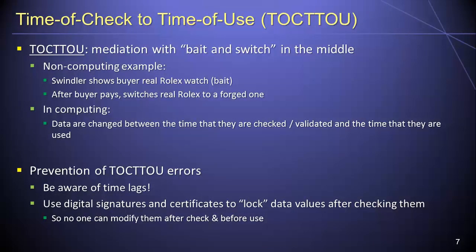The key to preventing these time of check to time of use vulnerabilities is for programmers to be aware of the time lags that can occur in program execution between the time when data values are checked and the time that they are actually used. If necessary, digital signatures, certificates, or encryption can be used to lock data values after they have been validated, such that it becomes impossible for a malicious party to modify those values before they are actually used by the software program.